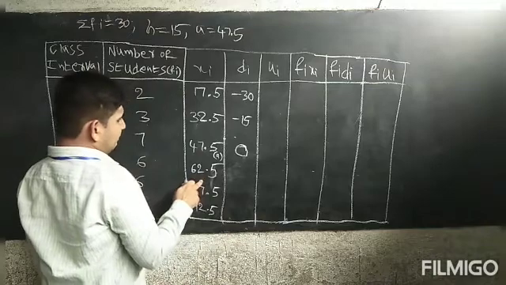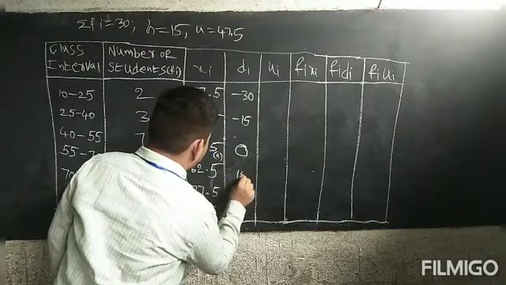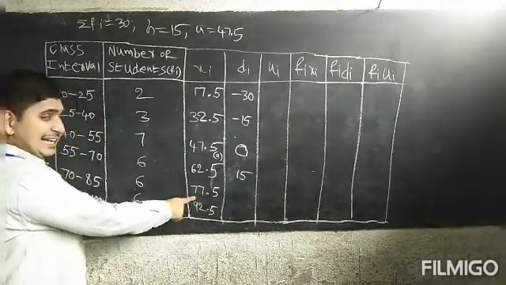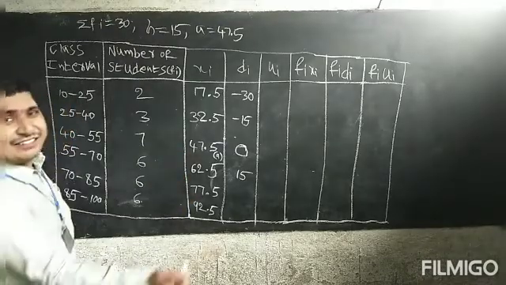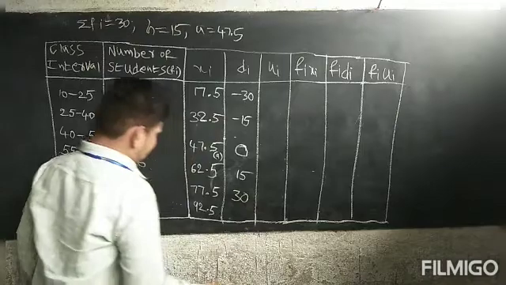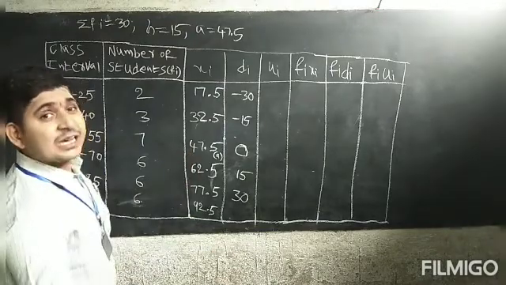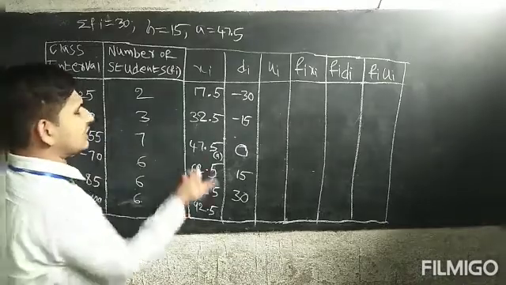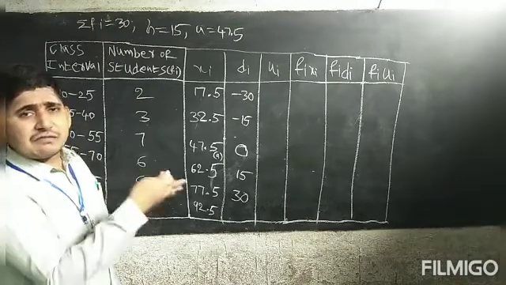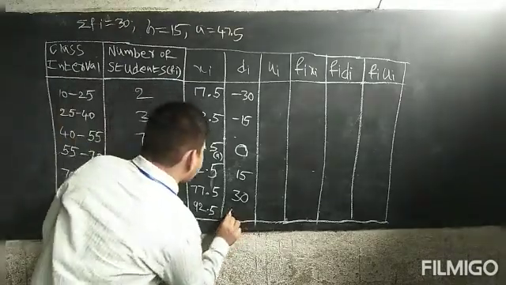Now 62.5 minus 47.5 is 15. 77.5 minus 47.5 is 30. Again, 92.5 minus 47.5, how much? 45. So the corresponding d values are minus 30, minus 15, 0, 15, 30, 45.